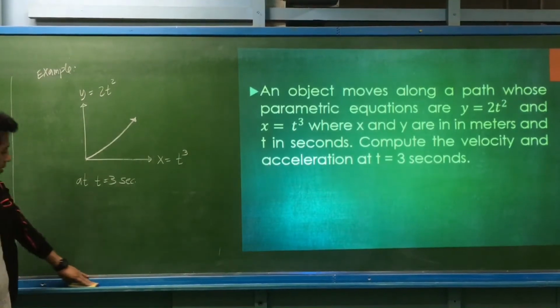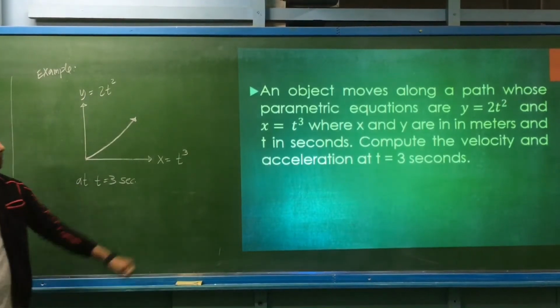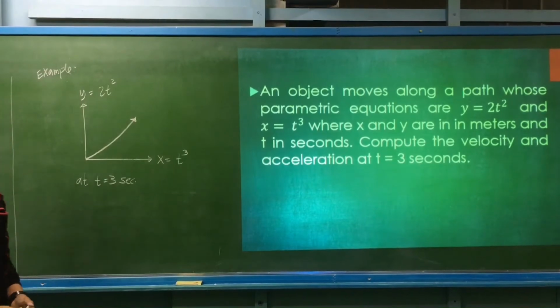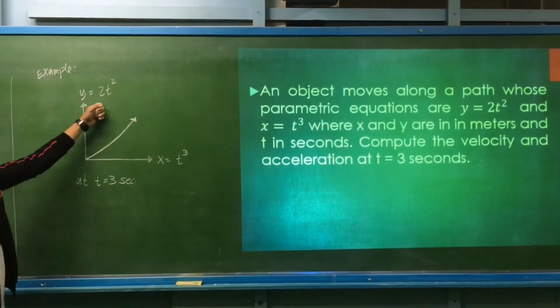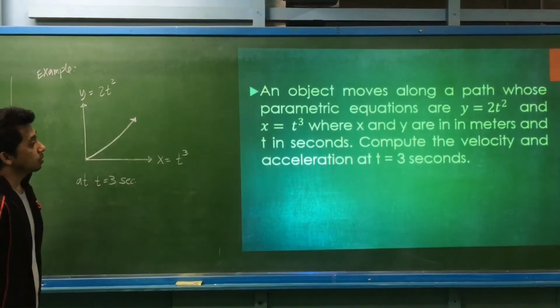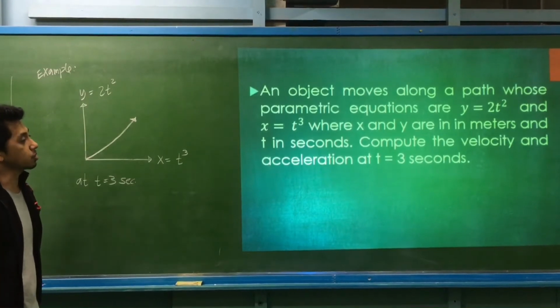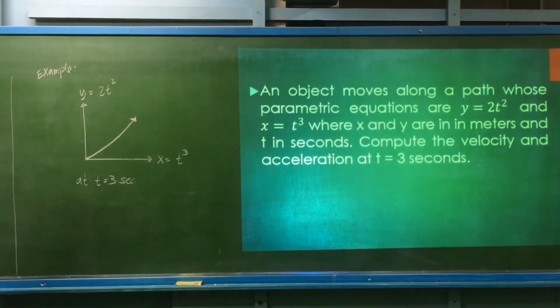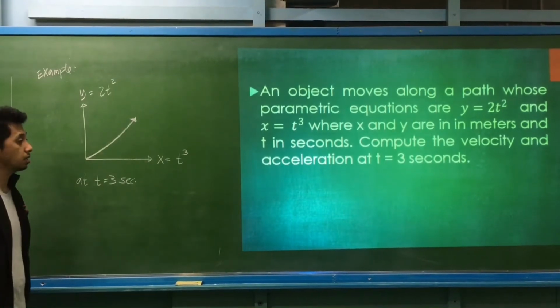Okay, so another example for parametric equations. An object moves along a path whose parametric equations are y equal to 2t squared and x equal to t cubed, where x and y are in meters and t is in seconds. Compute the velocity and acceleration at time equal to 3 seconds.